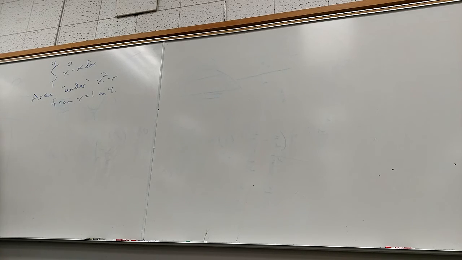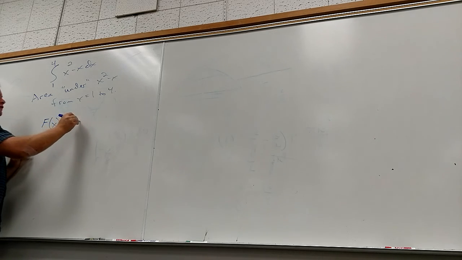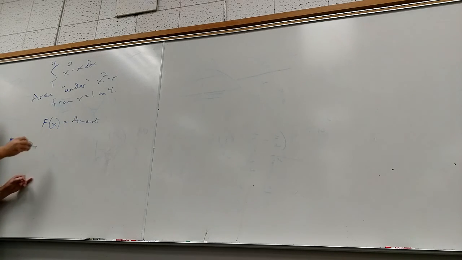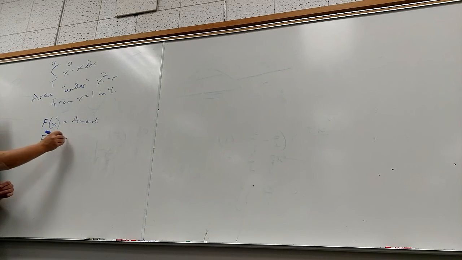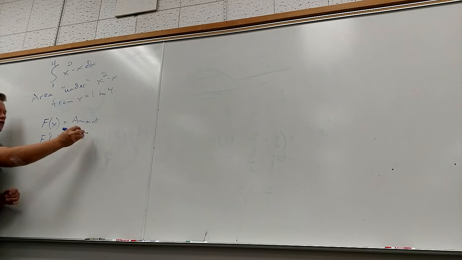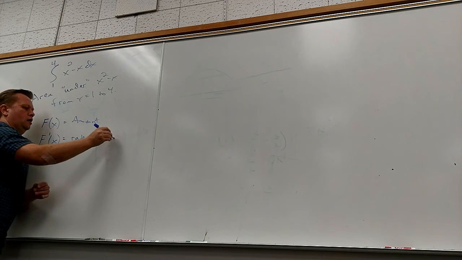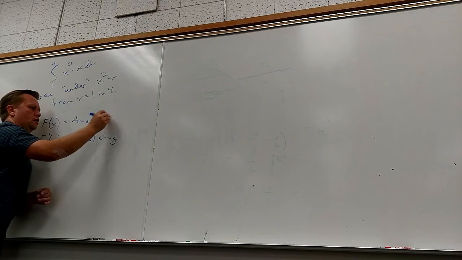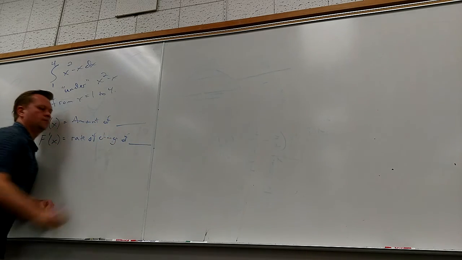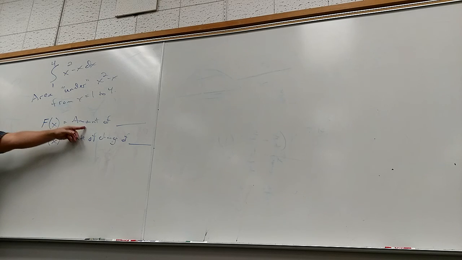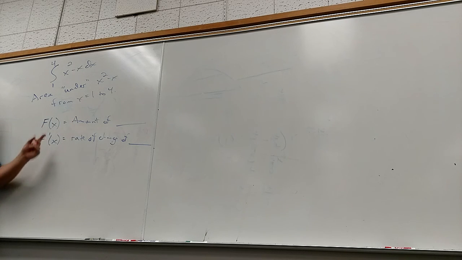Part of section 5.4 talks about if f of x is an amount of something, what's f prime of x? It could be a rate of change of that thing. So if f of x is the amount of water in a tank, f prime of x is the rate of change of that water. So in that case, it would be a flow rate. You guys with me? Okay, so we all know that the derivative is a rate.